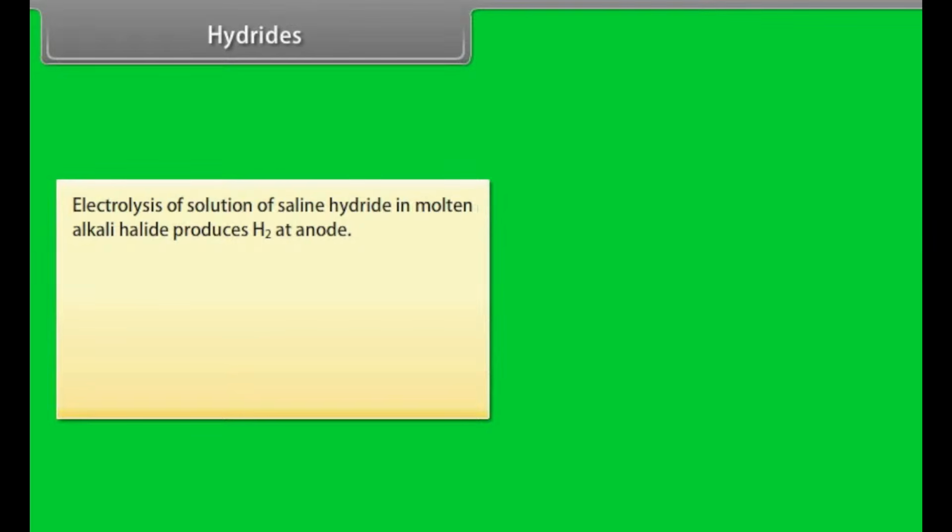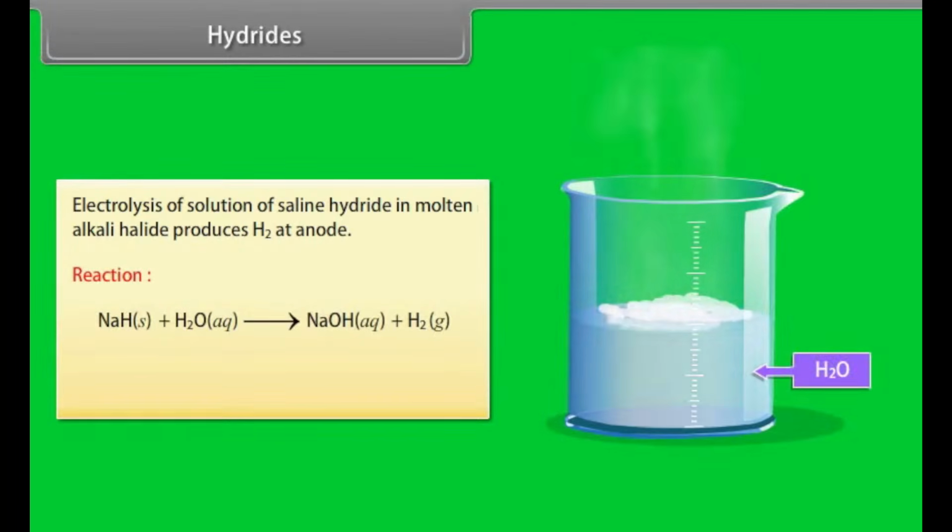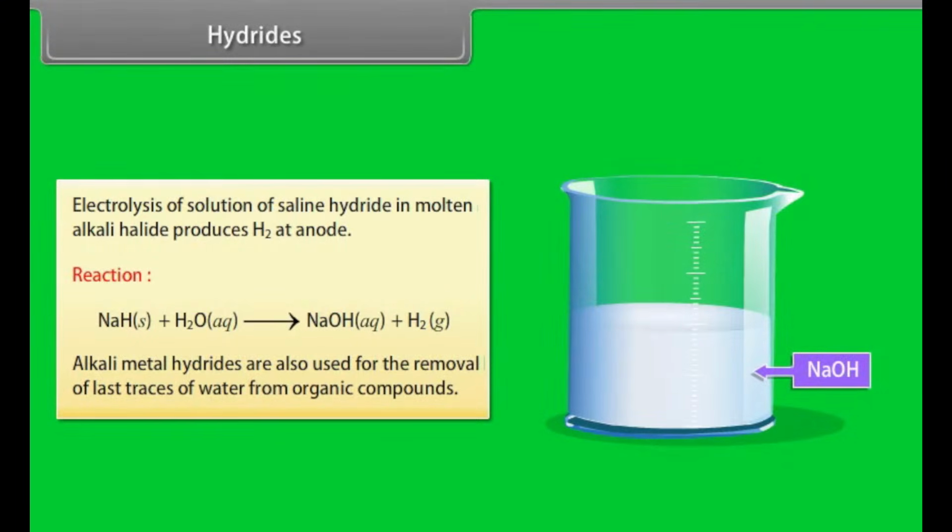They bond with more electropositive metal atoms. Electrolysis of a solution of saline hydride in molten alkali halide produces H2 at the anode. The reaction is given as: alkali metal hydrides are also used for the removal of the last traces of water from organic compounds.